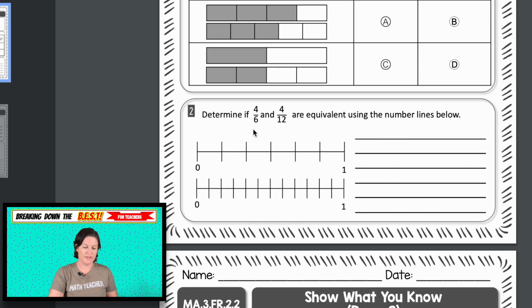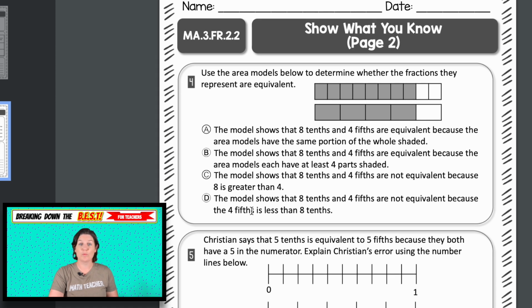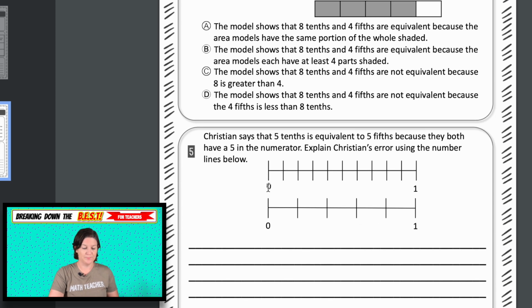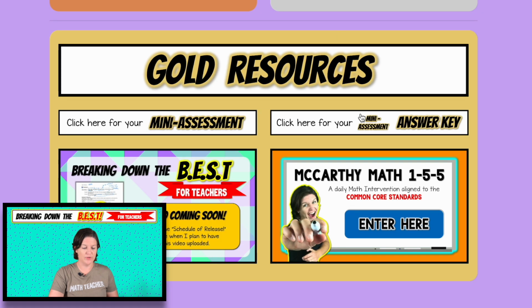Just so you can see, we've got the number lines there. We've got area models. Here's one that was super wordy, like the problem that we went over in the standards earlier in this episode. Okay. So you can take a look at that. There's also the answer key right here.